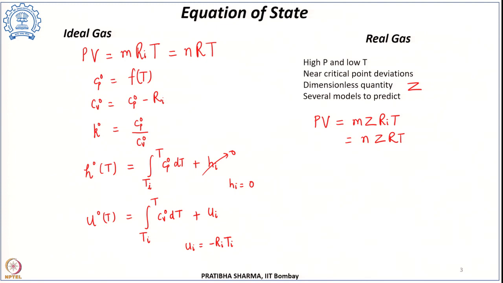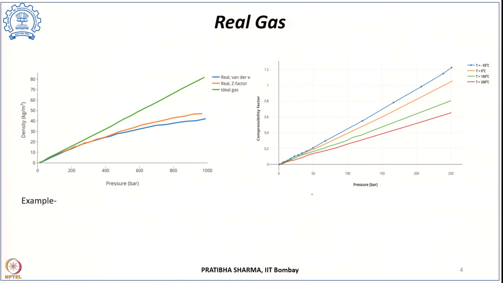Now, to know the behavior of real gases, there are several models existing in the literature which can predict the behavior of the real gas. This compressibility factor, the dimensionless quantity which tells us the deviation between the real and ideal gas behavior, itself changes with temperature and pressure. For a constant temperature, if we plot the compressibility factor, we can see that it is showing a linear behavior at a particular temperature. Now, as the temperature increases, so this is a higher temperature, the slope is found to decrease for the variation of compressibility factor with the pressure.